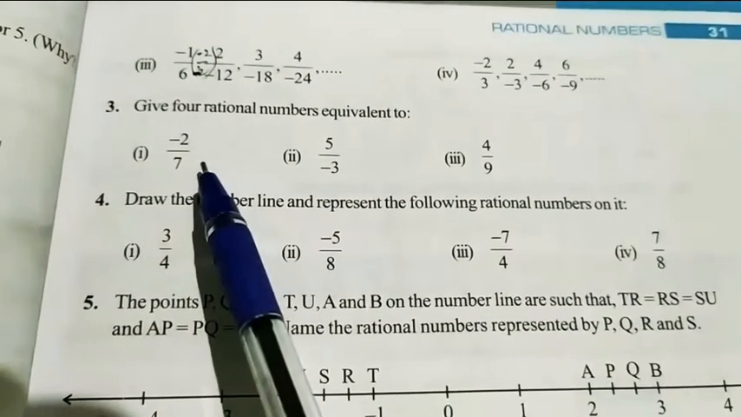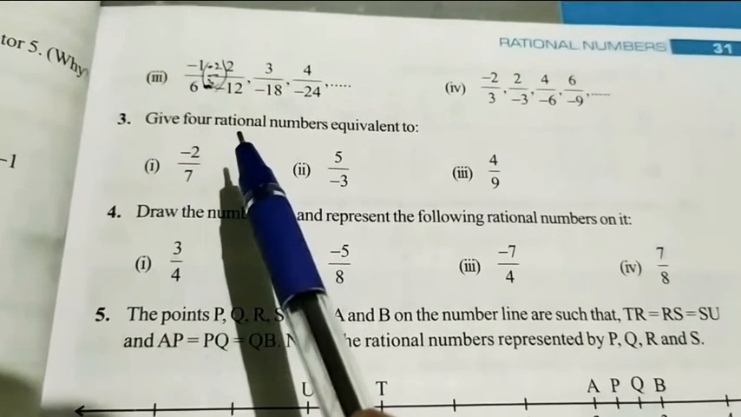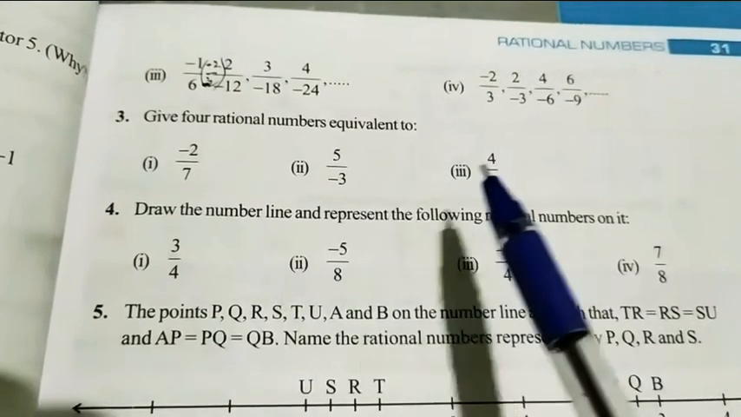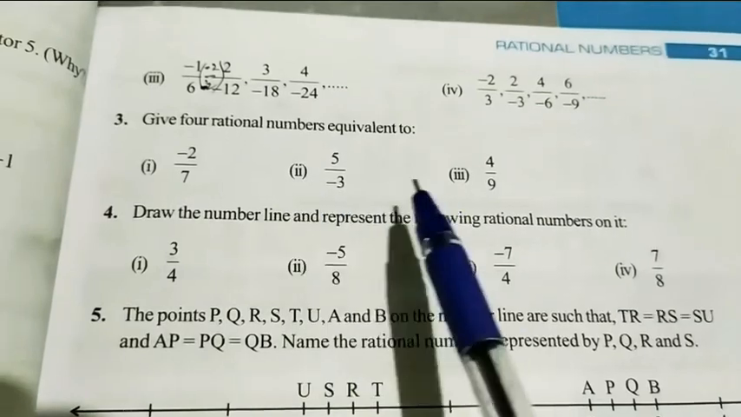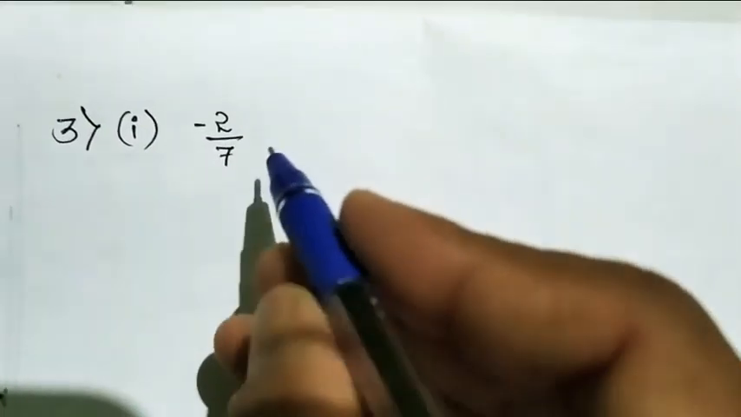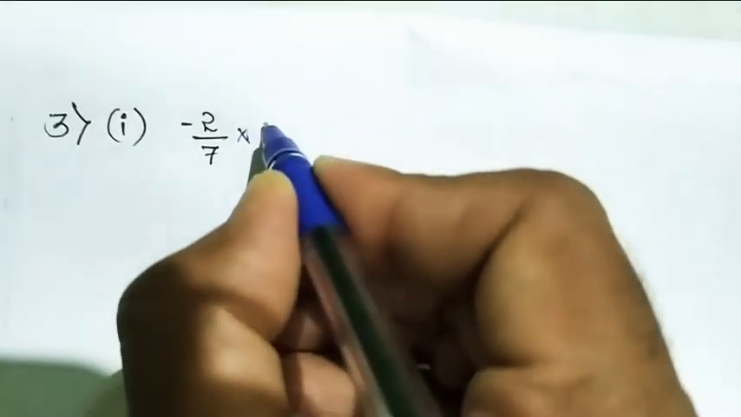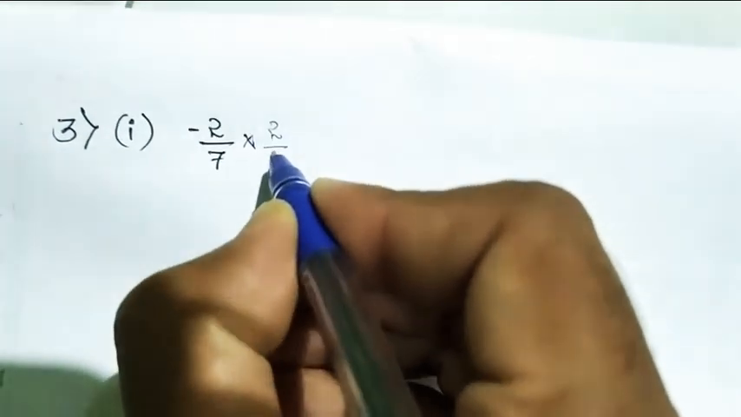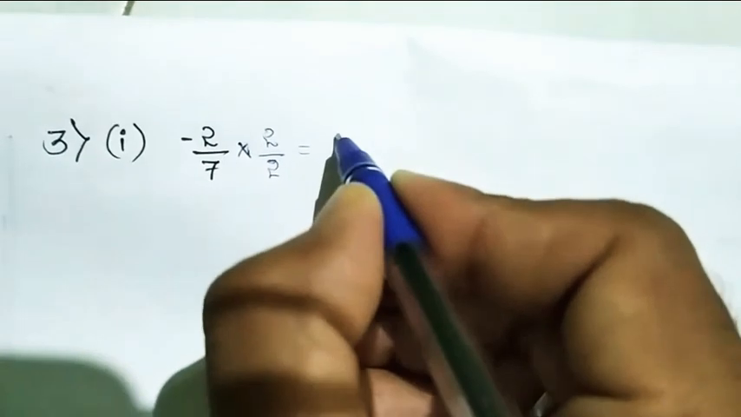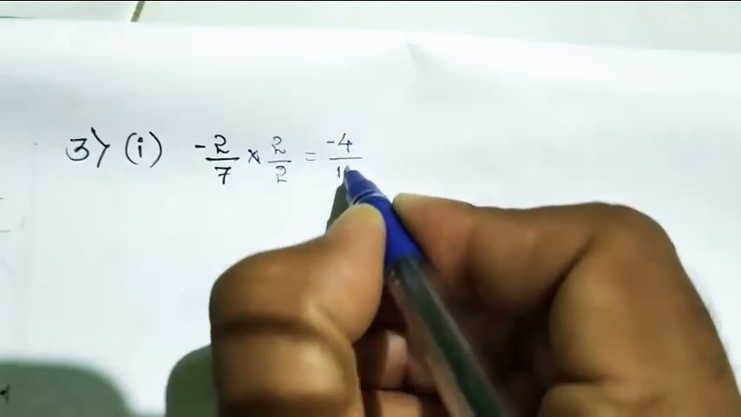So it is very simple, you just have to multiply numerator and denominator with the same number. Then you will get an equivalent rational number. I will show the first one out of the 3, and you do the second and third one. For the first one, minus 2 by 7 is there. So here I will multiply this with 2 by 2. Here we will get minus 2 into 2, which is minus 4, divided by 7 2s are 14.